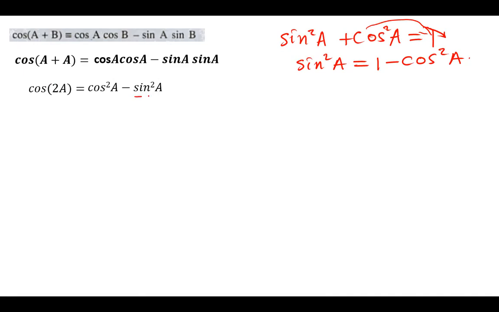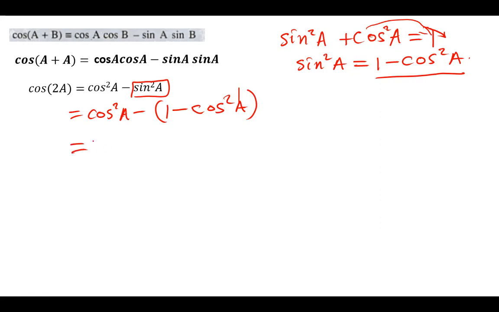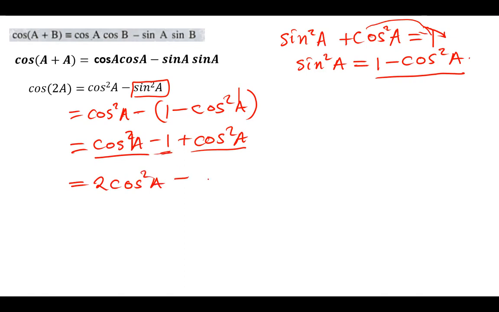So I'm going to replace this sine squared A with 1 minus cos squared A. So I'm going to have cos squared A minus, I'll put in brackets since I'm replacing, 1 minus cos squared A. This minus times 1 becomes a minus 1, and minus times negative cos squared A becomes a plus cos squared A. So when I add this cos squared A and this cos squared A, the answer will be 2 cos squared A, and then I'll write my minus 1 there.